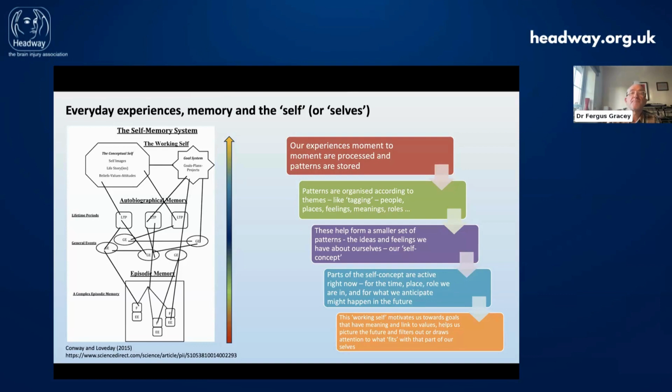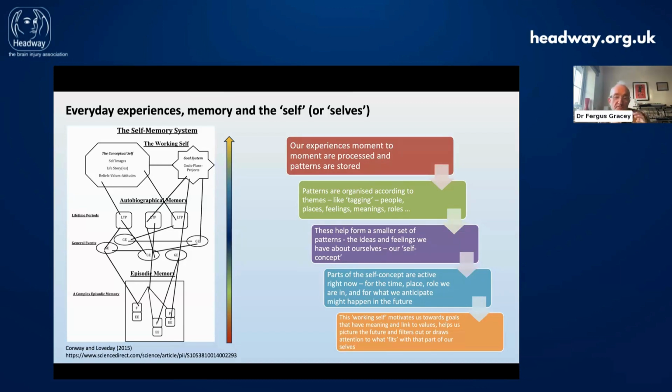So we have this individual model of self: our experiences moment to moment are processed, and patterns in those experiences are stored in our memory system. These patterns are organized a bit like tagging in social media, tagging people, places, feelings, meanings, roles. These help form a smaller set of patterns, the ideas and feelings we have about ourselves, our self-concept. Then parts of that self-concept can be active at any given moment for a particular time, place, role. And it also helps us to anticipate what might happen in the future.